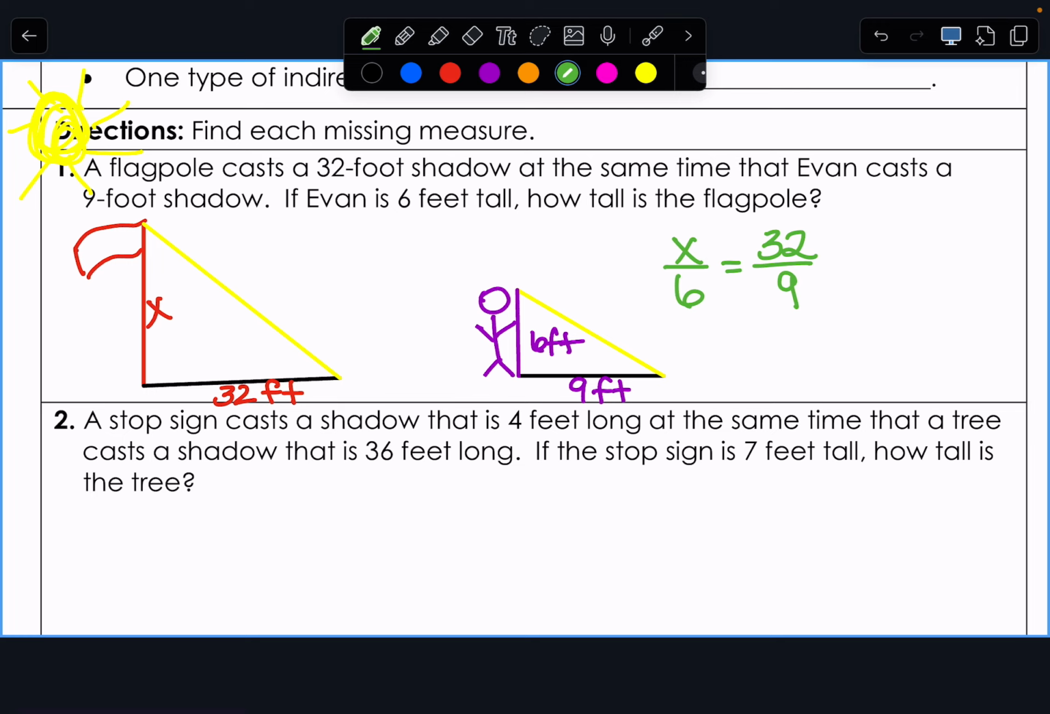In my opinion, drawing the picture and setting up the proportion is the most difficult part. I think you have gotten really good at cross multiplying. We have 9 times x equals, what's 32 times 6? 192.